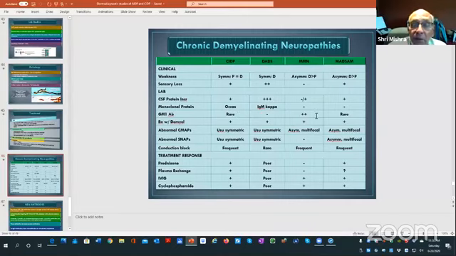But in MMN, GM1 is very positive. See here in MMN, and I'll talk about it. Abnormal CMAP, usually symmetric. And then, like prednisone, you can use plasma exchange, IVIG, and other immunosuppressive therapy. That is very rare.